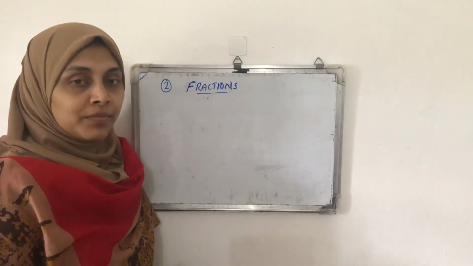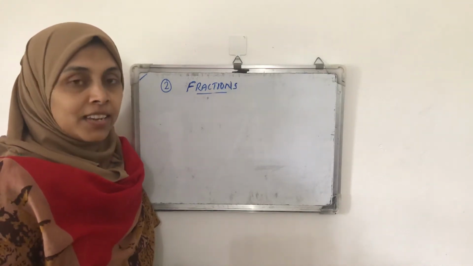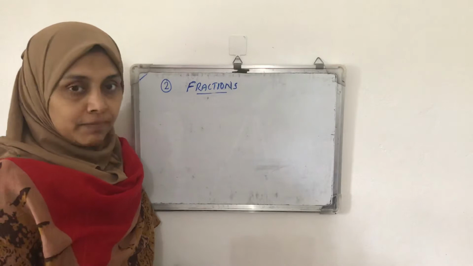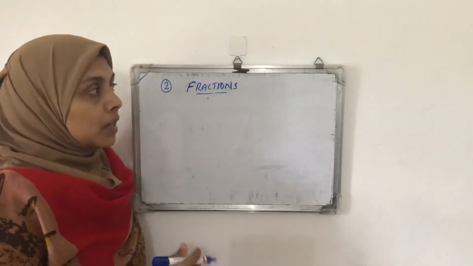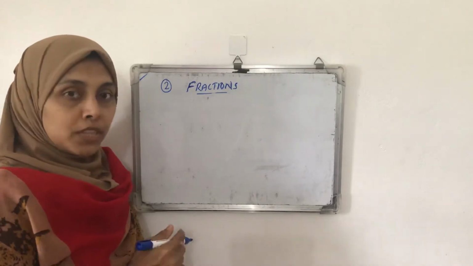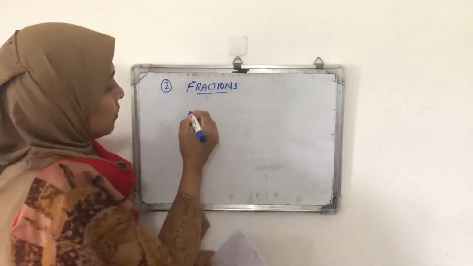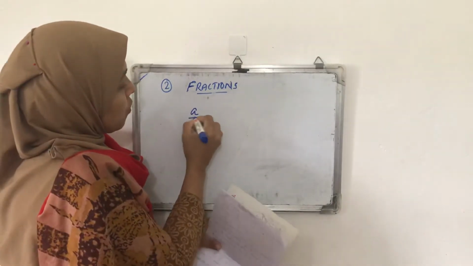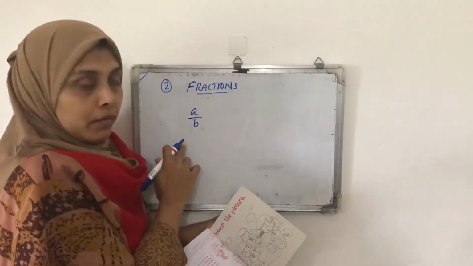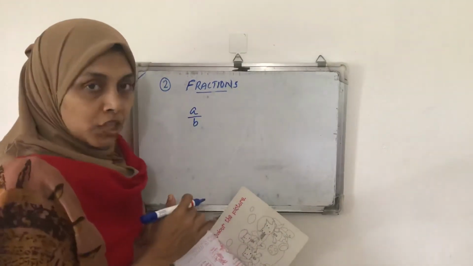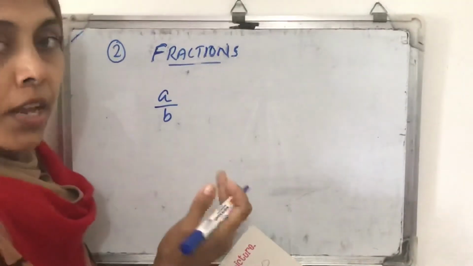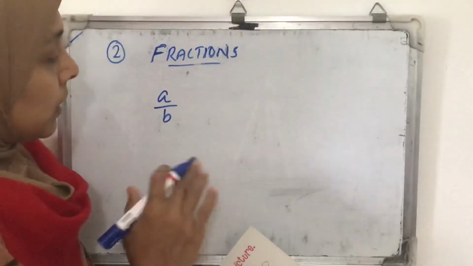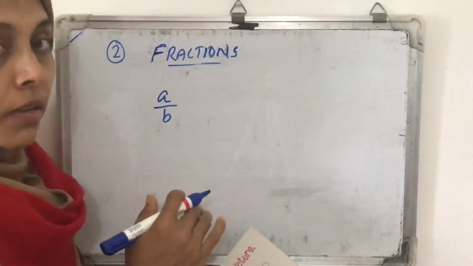Good morning all. Today we can start our next chapter, second chapter, fractions. Fractions are the numbers which can be expressed in the form a by b. You know a fraction is in the form a by b, where a and b are natural numbers. For a and b we can take any natural numbers, and those types of numbers are called fractions.